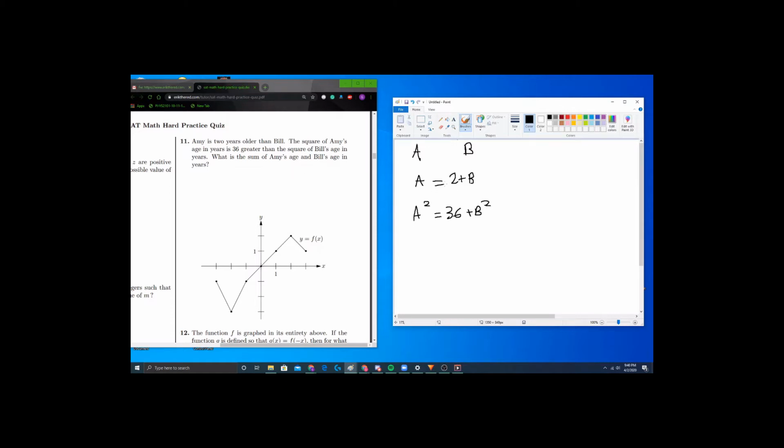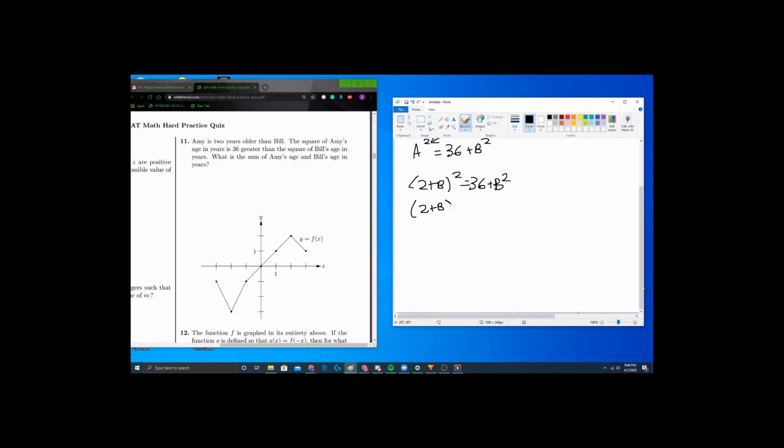All we have to do now is solve this system of equations. Easily I can see that A equals 2 plus B. Let's put this 2 plus B into A, because we can substitute A into this equation. So this is going to be equivalent to (2 plus B) squared is equal to 36 plus B squared. Let's solve this out.